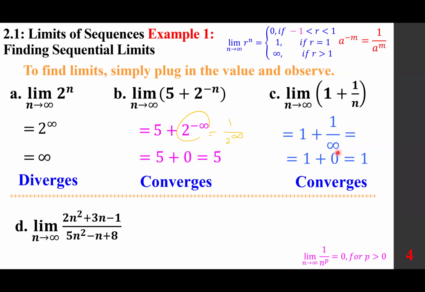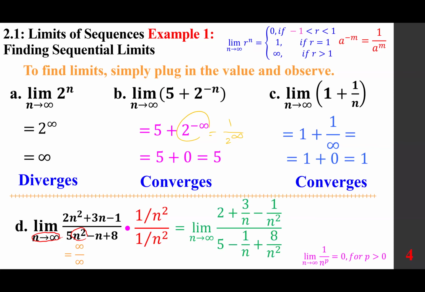You're dealing with a rational function where n is approaching infinity. Therefore, we must divide by the highest degree term in the denominator, because it ends up being infinity over infinity. And so the technique is to divide by n squared. We end up with the following. As you know, every piece, as n approaches infinity, all of them go to 0, and the answer is 2 over 5.